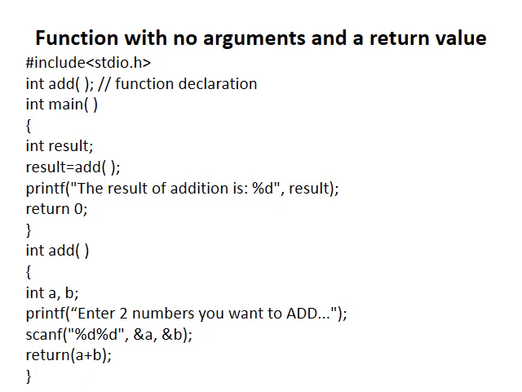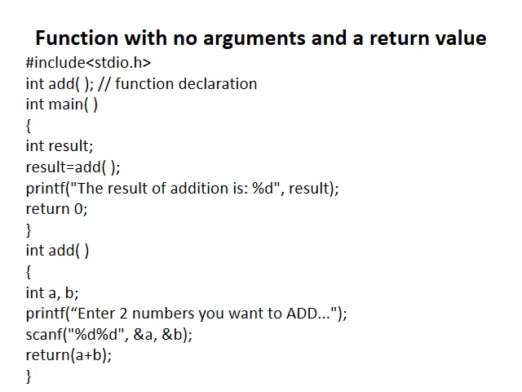So int add, now a and b, two inputs I will have to accept here and add the two numbers. So input I am accepting in the add function itself. So int a comma b to store the user input. So enter two numbers you want to add, then %d comma &a and &b. For example 2 and 3 are the input, then 2 will be stored in a, 3 will be stored in b. Then return a plus b, 2 plus 3, that is 5 will be returned.